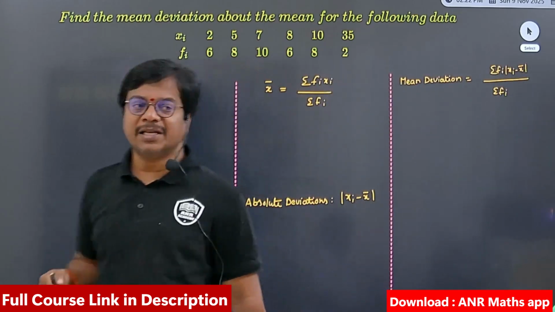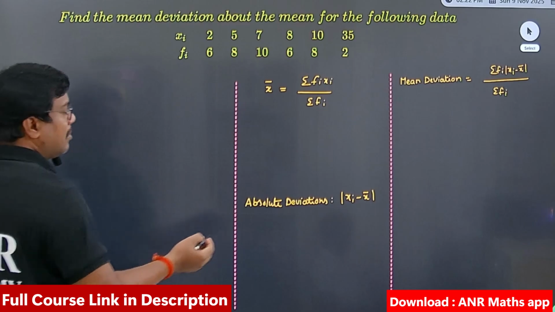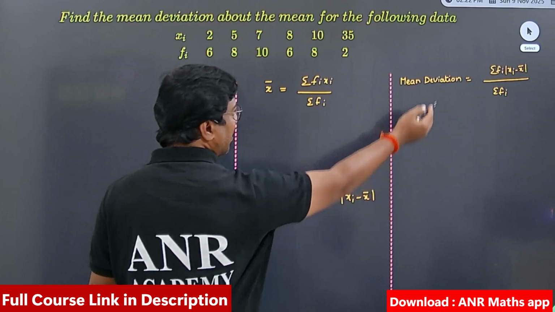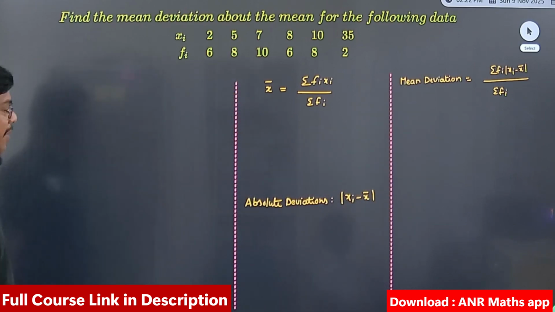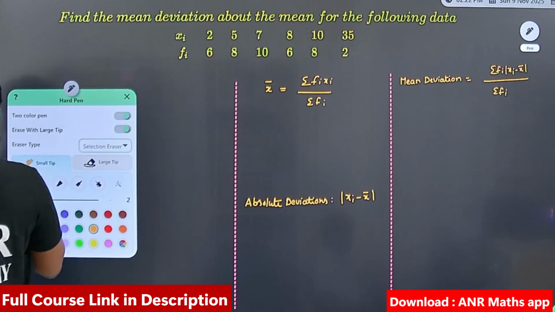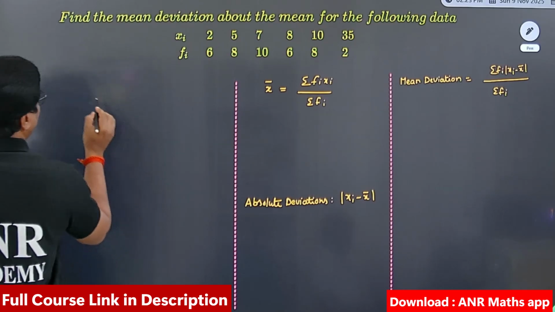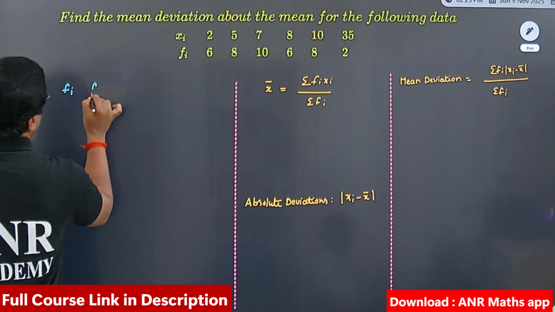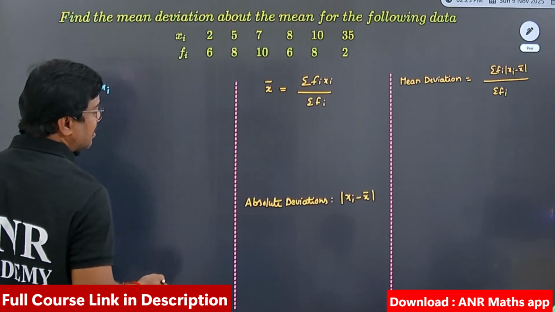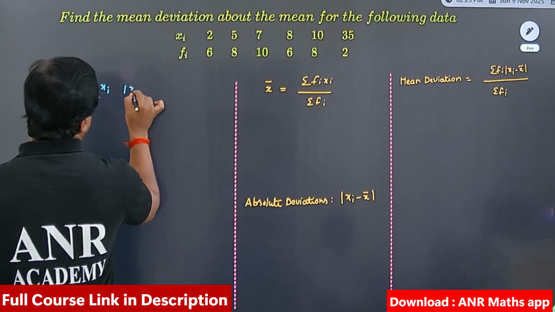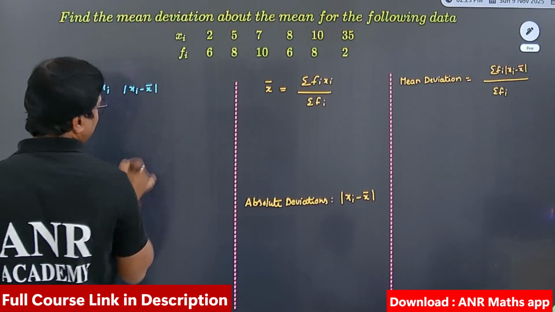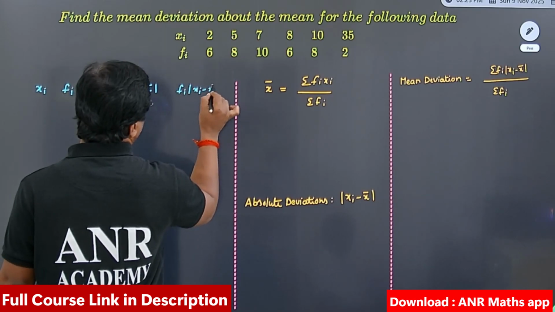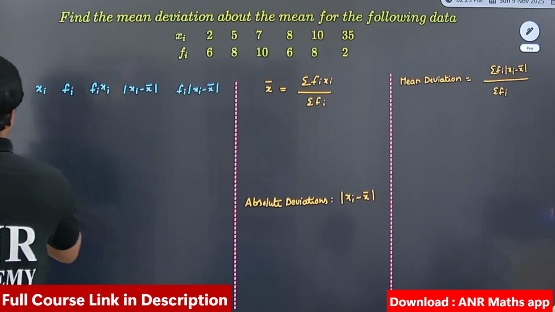So now it is required to write xi, fi, fi xi, and then xi minus x bar, after that fi multiplied with xi minus x bar, right? So I am going to develop a tabular form. In the tabular form you need to write xi and then fi, after that fi xi. Next it is required to write deviations, so mod xi minus x bar column and then fi multiplied by mod xi minus x bar column. Yes.